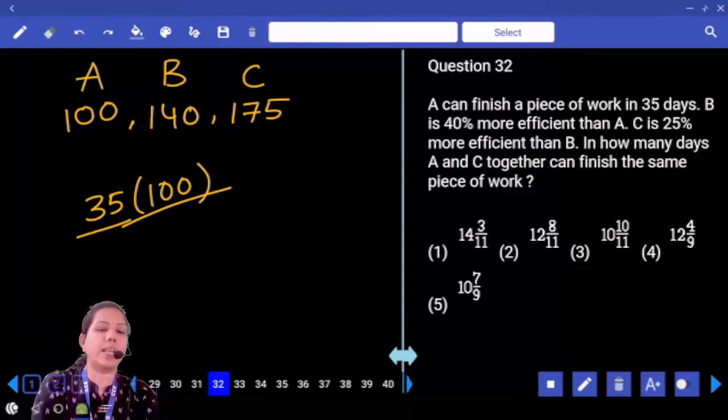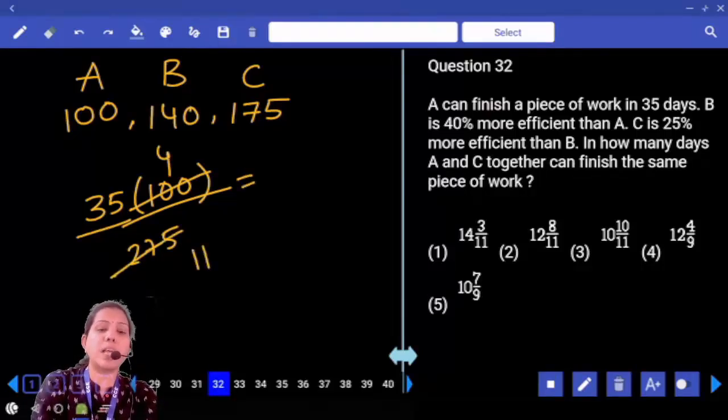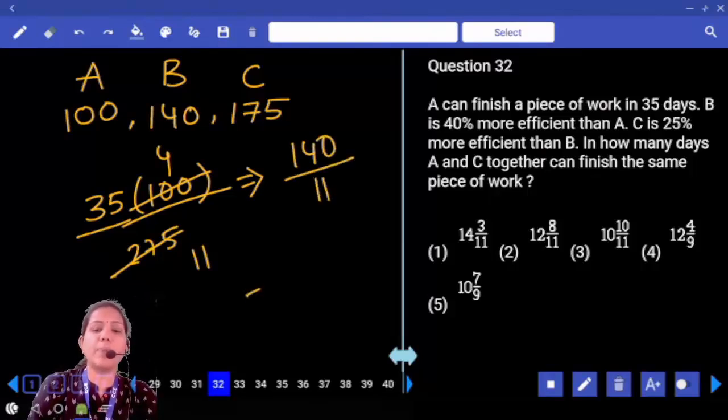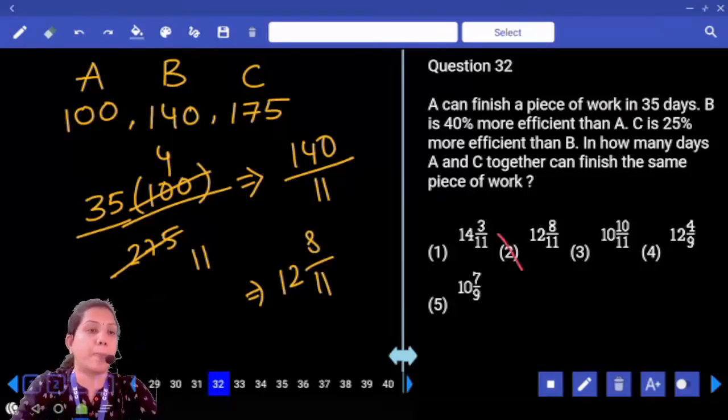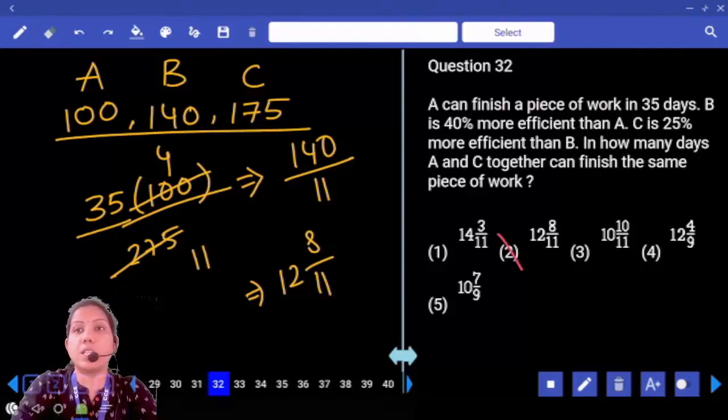100 plus 175, 275. 25 table 4 times, 25 table 11 times. What is 35 into 4? 140 by 11. 140 by 11 means answer is 12 11s, 132, 8. So answer 12 8 by 11, second option. 12 8 by 11. 100, 140, 175 are the efficiencies.